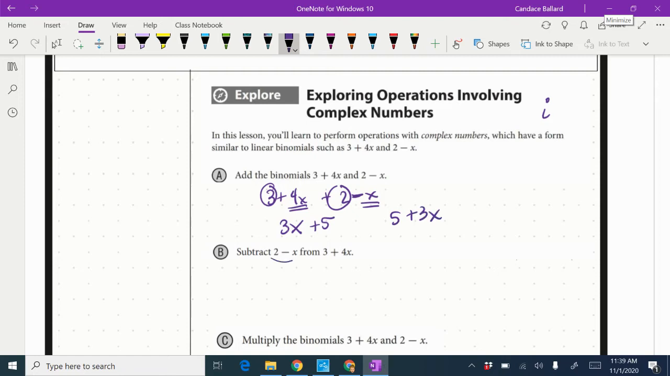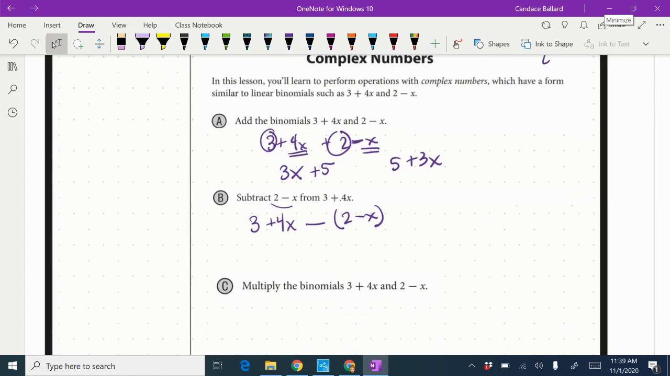In the next one, we are supposed to subtract 2 minus x from 3 plus 4x. So I think that what they mean is 3 plus 4x, subtract that. So this is subtracted from this. So minus, I always put a parentheses when I do a minus sign, 2 minus x. And the next thing I need to do is distribute that minus sign. So 3 plus 4x minus 2 plus x. 3 and negative 2 would be positive 1. And 4x and positive x would be 5x.